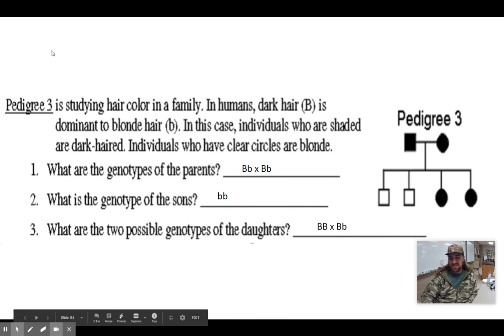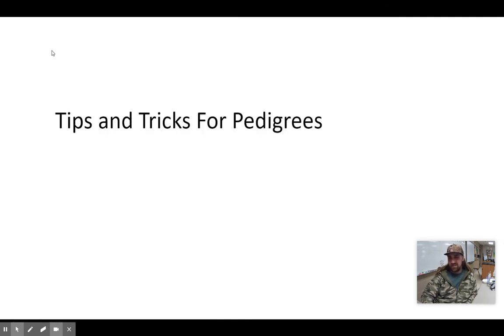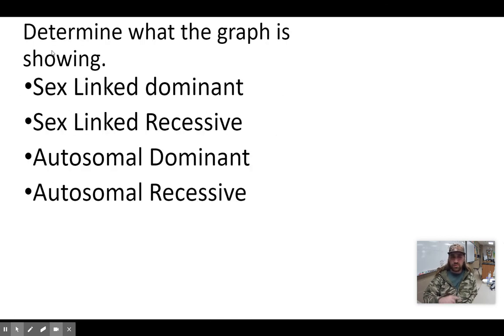Okay, now I did put together a little list to help you guys, hopefully some tricks or tips. I know pedigrees can get kind of confusing. So first and foremost, you need to determine what the graph is showing. So determine if it's sex-linked dominant, sex-linked recessive, autosomal dominant, or autosomal recessive. Once you know that, you're off to a really good start. So identify what type of pedigree it is, so when you make your Punnett squares, you know exactly what you're looking at.